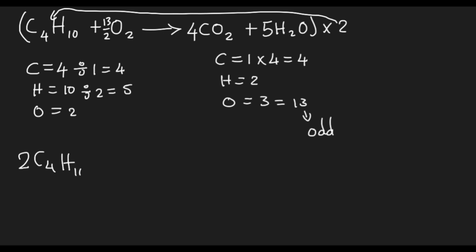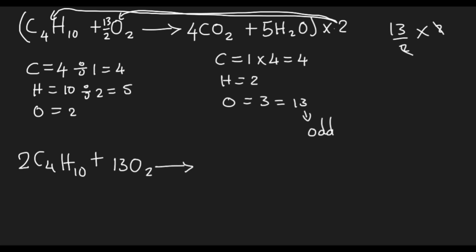So the balanced chemical equation will be 2C4H10 plus, if we multiply 2 with 13 over 2, the 2 will cancel. This time we need 13 in front of this, right? Then the second is now 2 times 4, giving us 8 carbon dioxide. Then 2 times 5 will give us 10 molecules of water. So this time the equation is balanced. If you want, we can check.